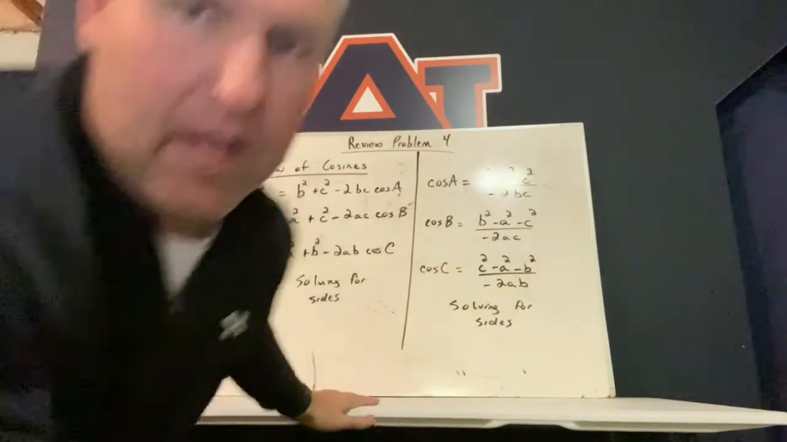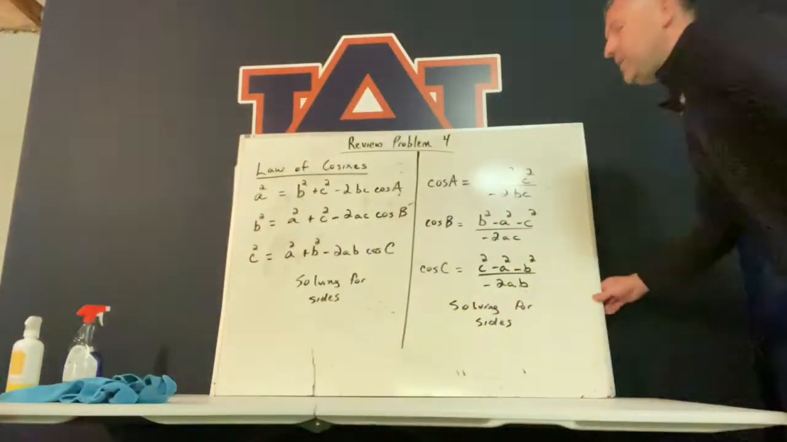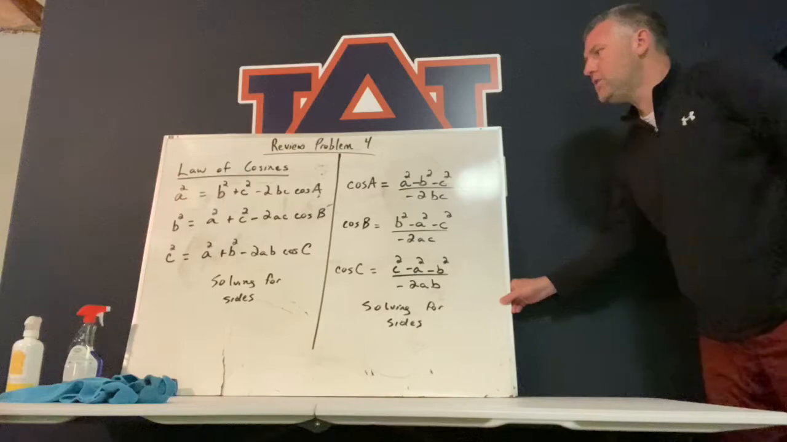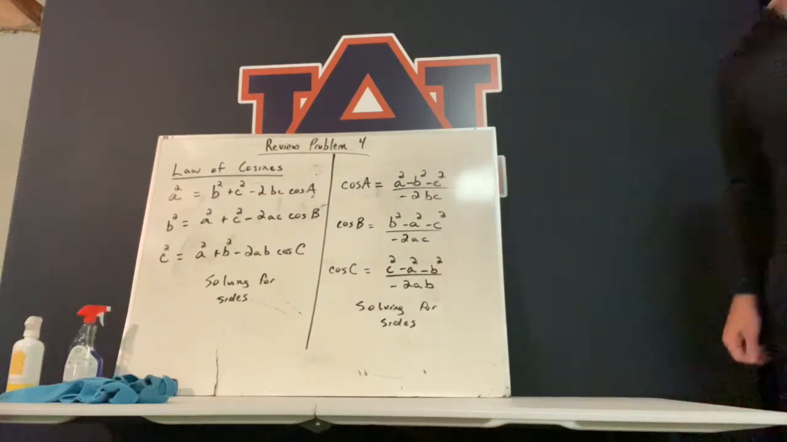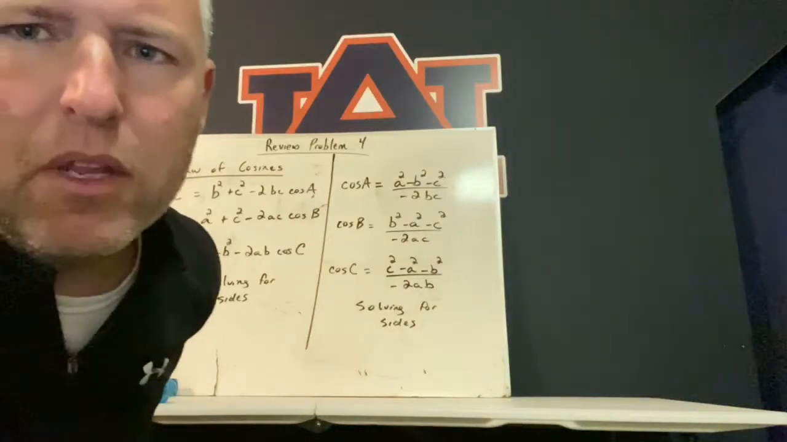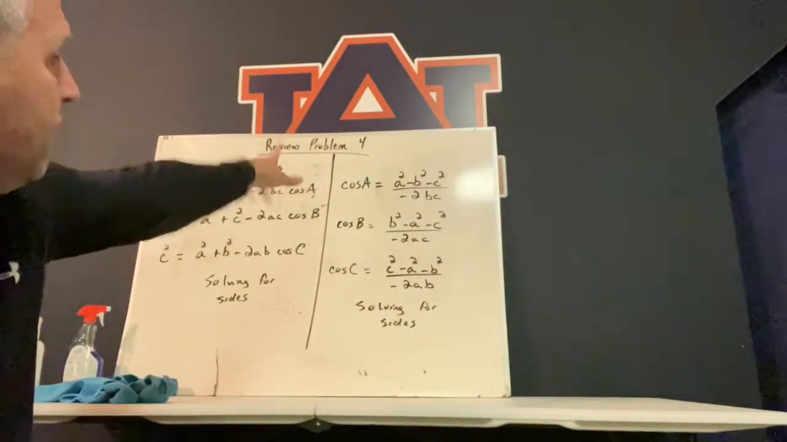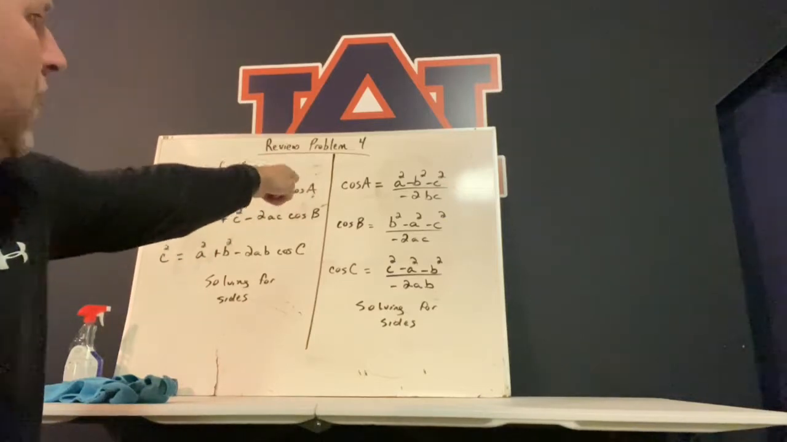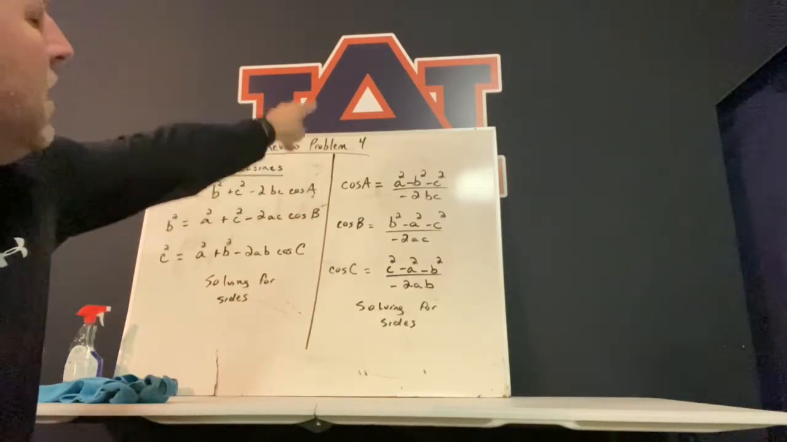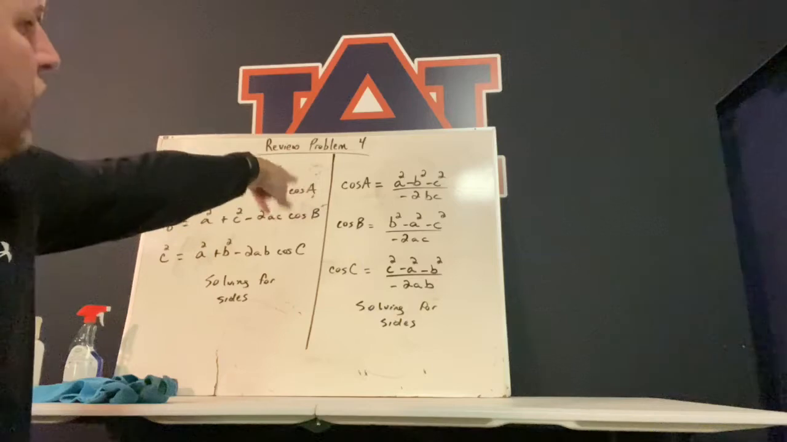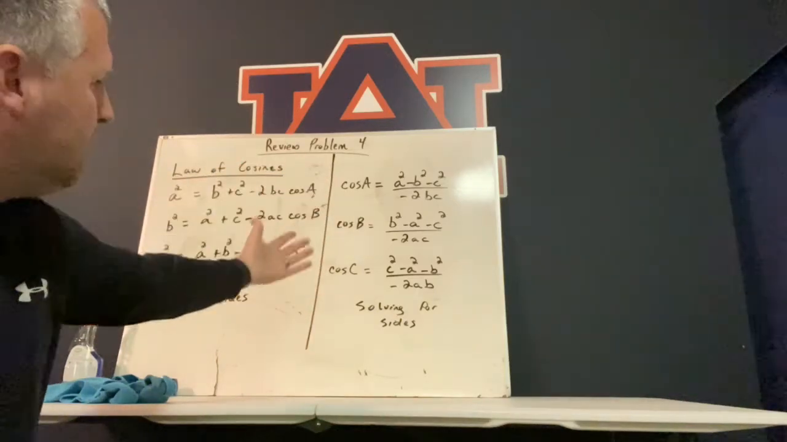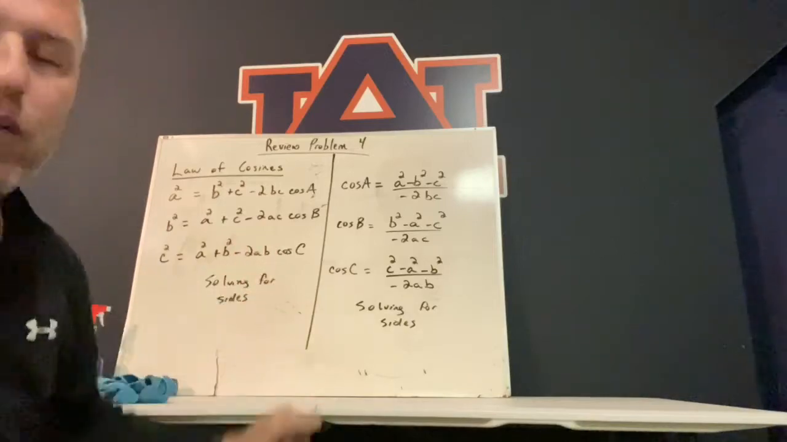On the flip side, I'm sorry, it looks like there's a glare right there. I apologize. So, on cosine, if I'm looking for angle A, I'm going to use this formula: A squared minus B squared minus C squared over negative 2BC. If I'm looking for B, I use that formula. If I'm looking for C, I use that formula.